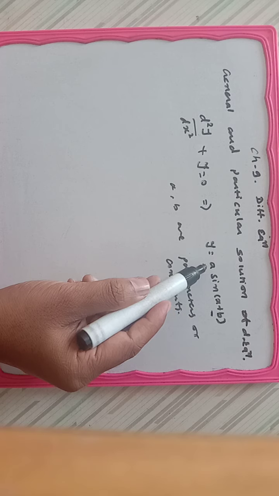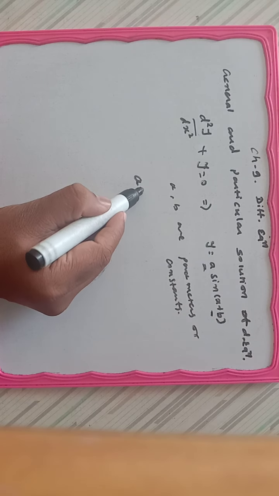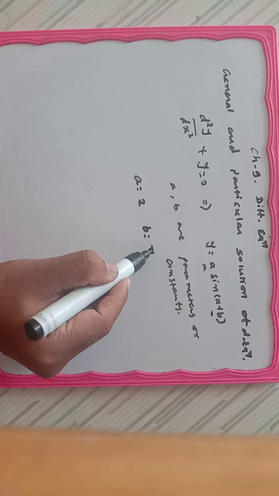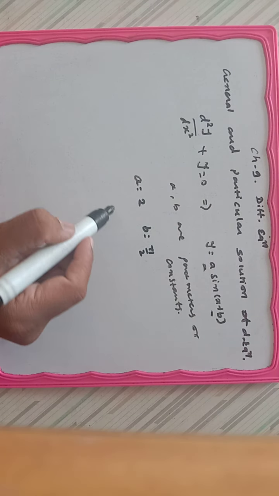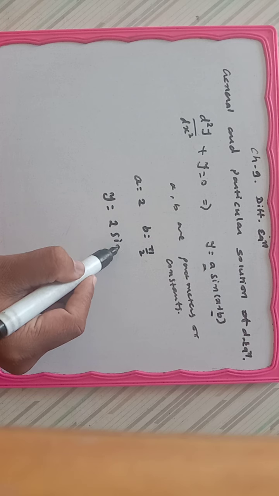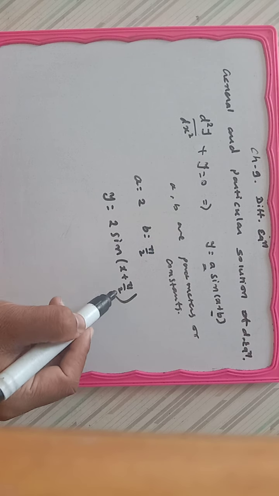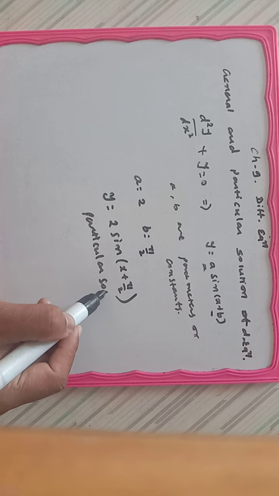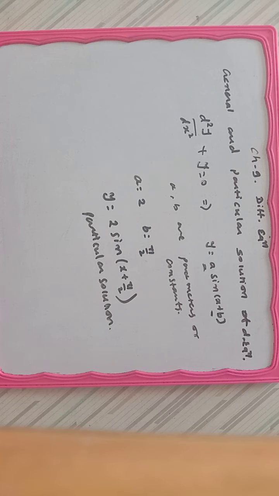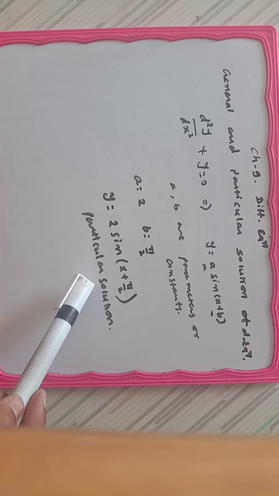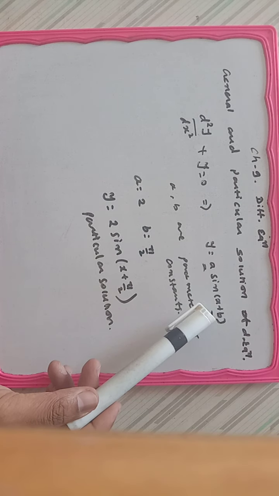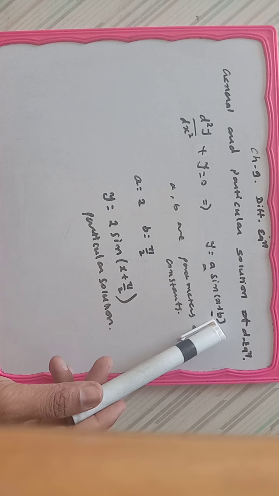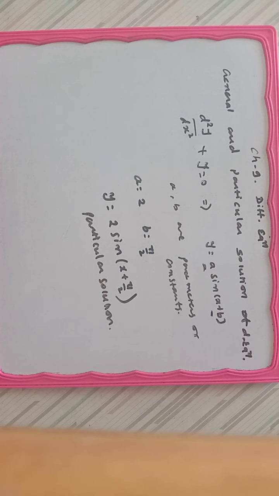So in the general solution, for particular values, we take a equals 2 and b equals pi by 2 or something. Then we get y equals 2 sin x plus pi by 2. Then this is called a particular solution of the given differential equation. So the particular solution is when in the general solution we substitute the parameters by real values, then it is called a particular solution.